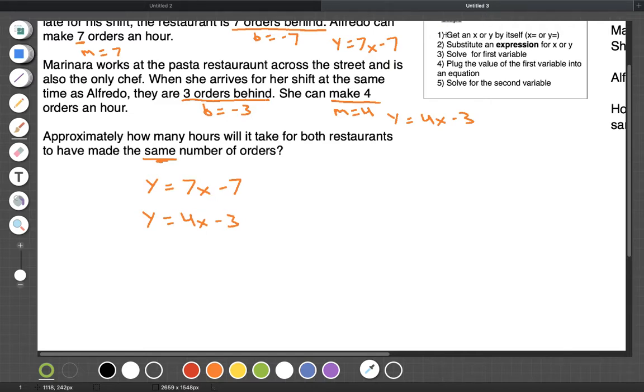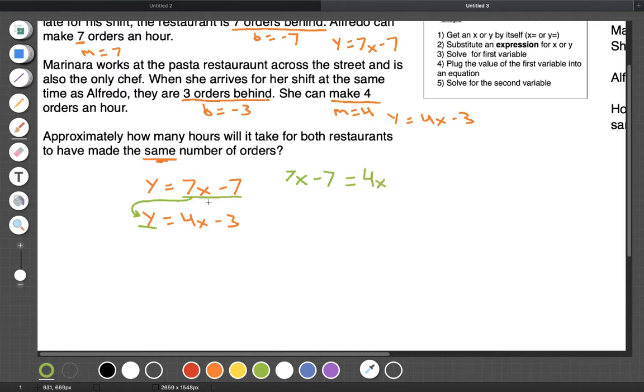Step number 2, substitute an expression for x or y. Well, we have y equals in both of these. So this is actually the type we've already seen earlier in the year, but we can use that same idea as substitution. We can take this, and this is equal to y. Well, we have a y down here. So it's the same idea, you're really just plugging that in. But what that actually becomes is you're just writing those two equations equal to each other in this particular case. But it's the same reasoning as substitution.